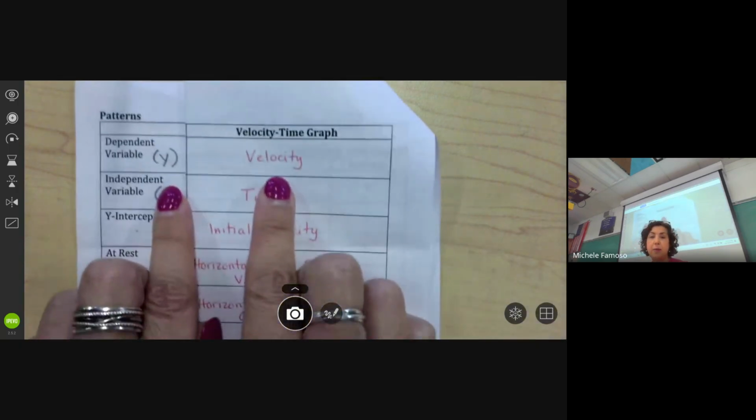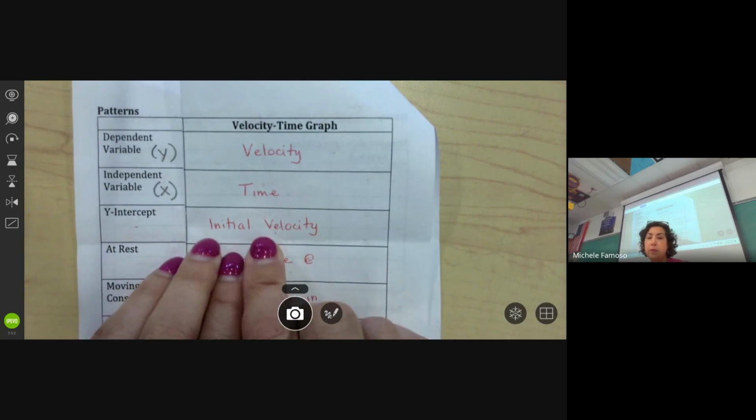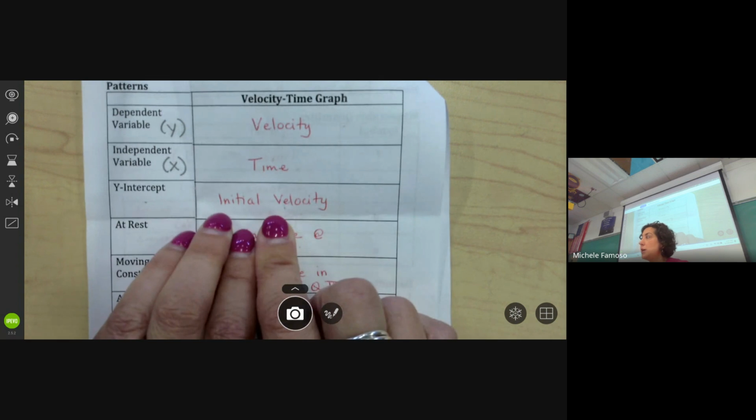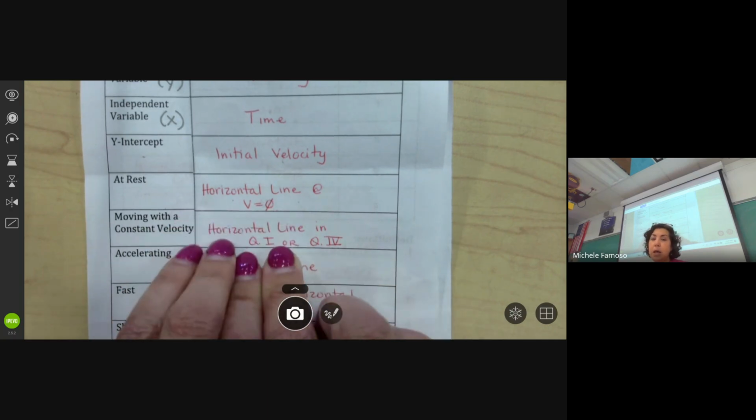The dependent variable is velocity. The independent variable is time. The y-intercept represents the object's initial velocity, the VI. When you're at rest, you're going to see a horizontal line on this graph at a value of 0. It must be on the x-axis or cross the x-axis at that time.